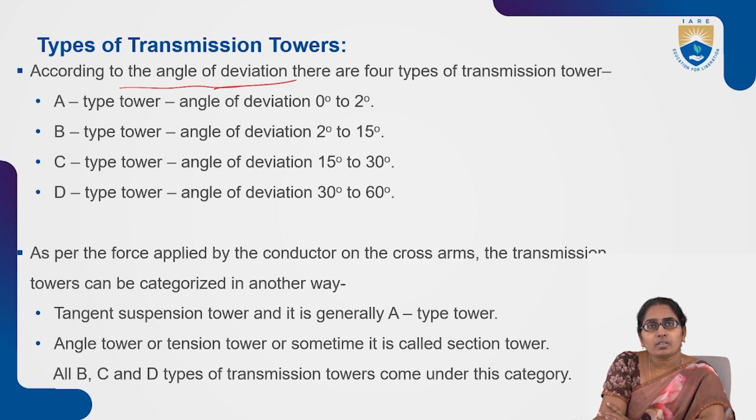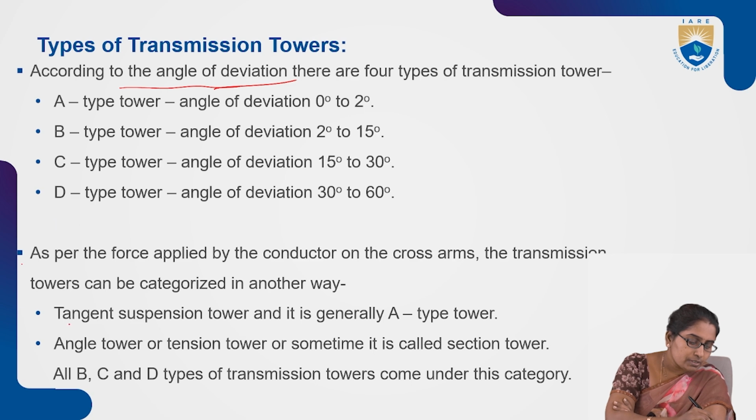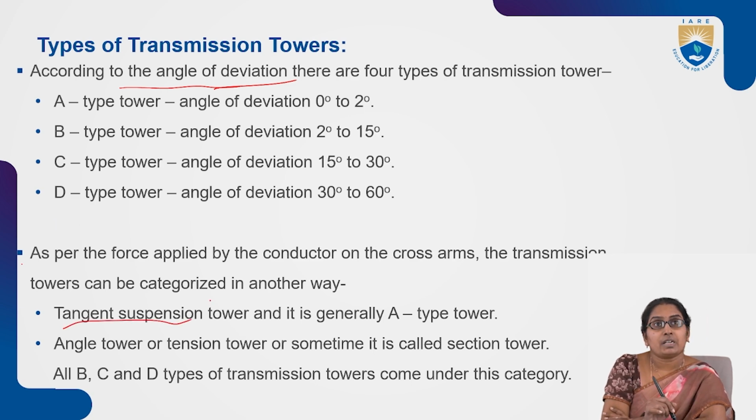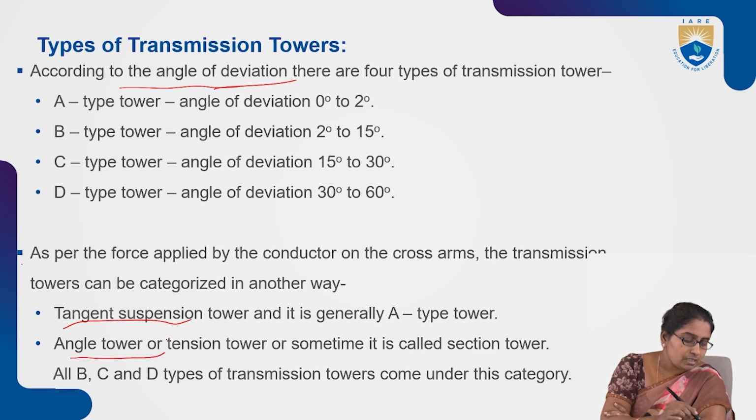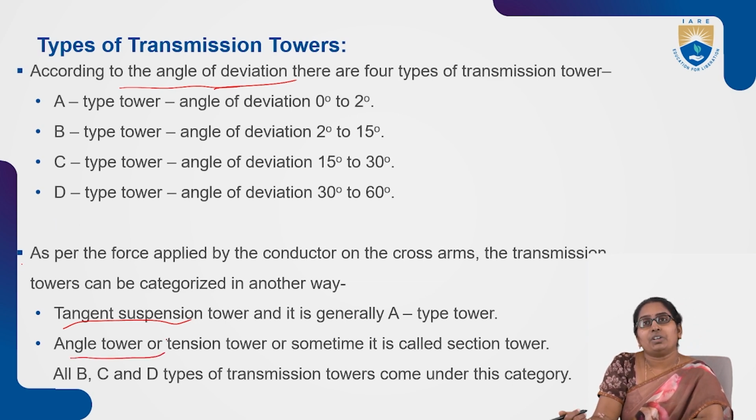Next point, as per the force applied by the conductor on the cross arm, the transmission towers can be categorized in another way. Based on that, there is the tangent suspension tower, which is generally the A type tower. Then the angle tower or tension tower comes under B, C, D types of transmission towers.